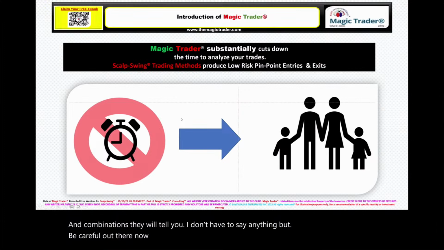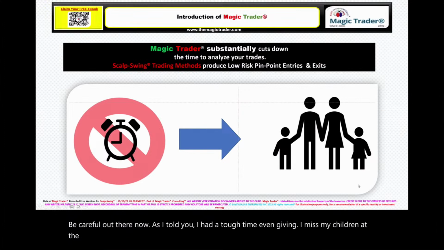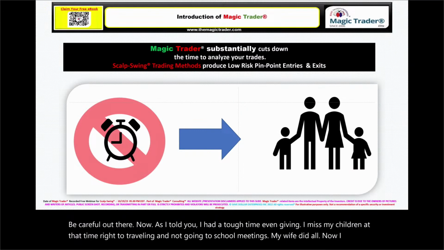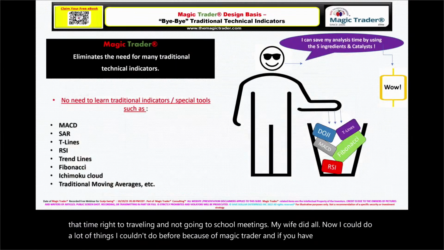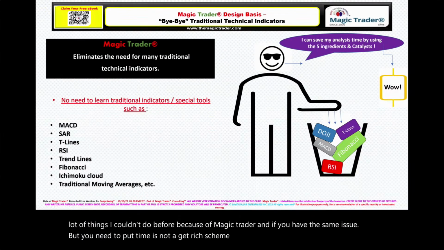Now, as I told you, I had a tough time. I even missed my children at that time, traveling and not going to school meetings. My wife did it all. Now I can do a lot of things I couldn't do before because of Magic Trader. If you have the same issue, you need to put in time. It is not a get-rich scheme. I just want to be very frank with you.